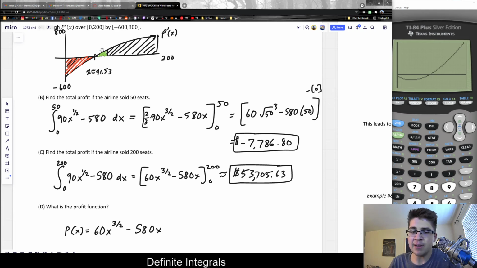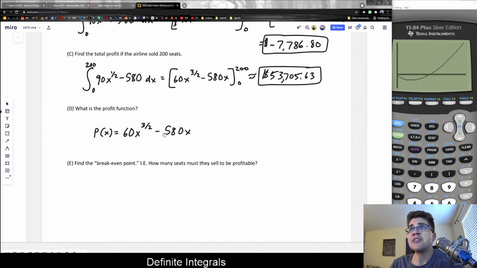So the break-even point is actually the point where the area would balance itself out between positive and negative. And remember, by definition, break-even point is when the profit is 0. And since the profit is given by the area, that's why this is making sense here. But essentially, all we need to do is take this function and set it equal to 0 and solve algebraically. So 0 is equal to 60x to the 3/2 minus 580x.